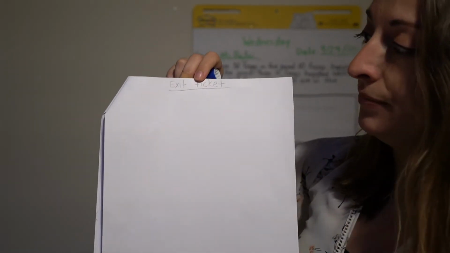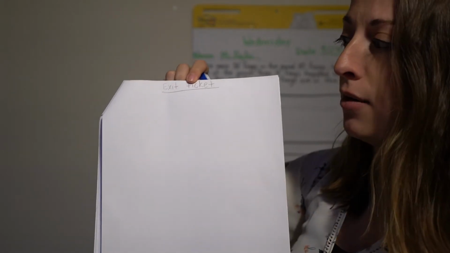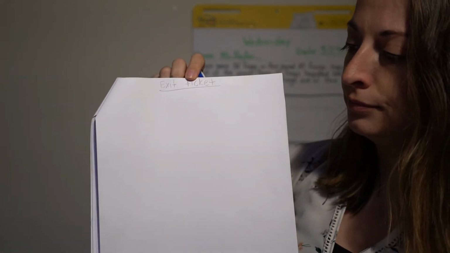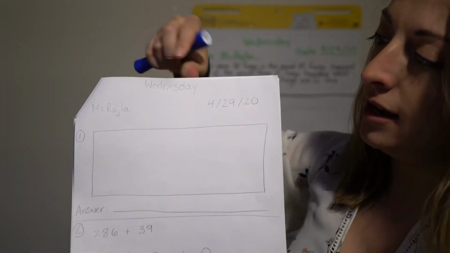And then on the back, we have our exit ticket. And remember, our exit ticket has 2 problems from now on. Okay, let's get started. Let's go on to number 1. So you are drawing a box, and then you're writing answer with a long line.